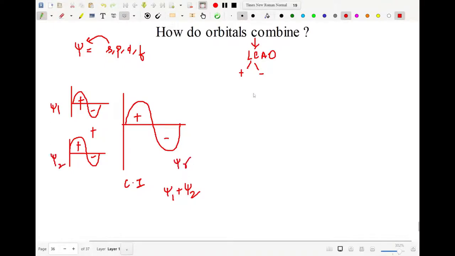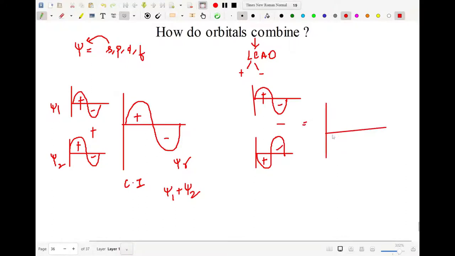In case we have two different wave functions which are out of phase, which means the crest of one is overlapping with the trough of another, in that case, we have subtraction of the two wave functions and the resultant wave is going to have a very small amplitude or sometimes even no amplitude, and that is called destructive interference. This is called psi1 minus psi2.